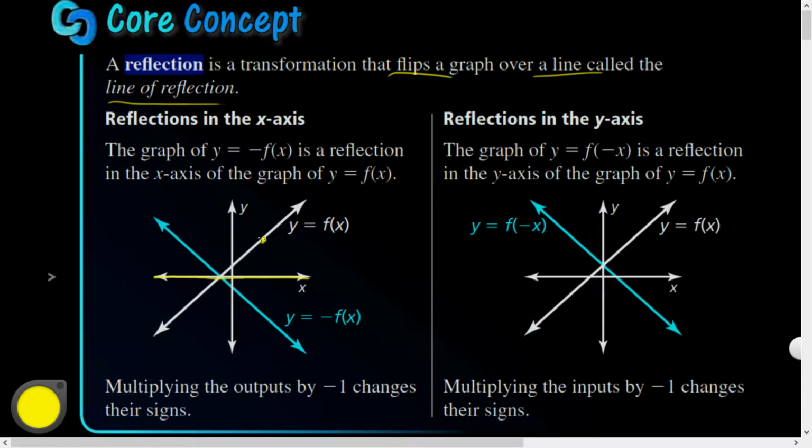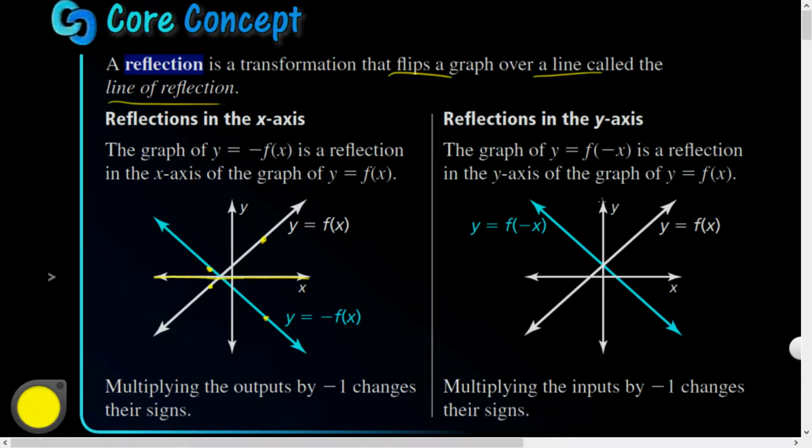But this point is now down here. This point is now, sorry, I did it wrong, this point is now up there. There we go. Everything got mirrored. And the way you have a reflection occur is if you opposite your outputs. So multiplying the outputs by -1 changes their signs. So if this was 3, 5, now it's 3, -5. Just the output was changed.